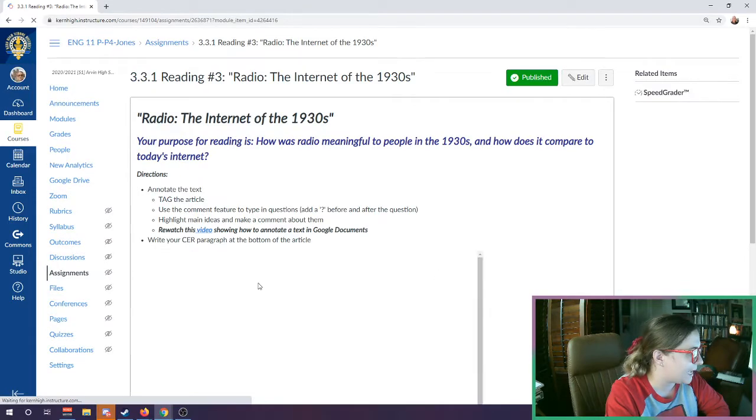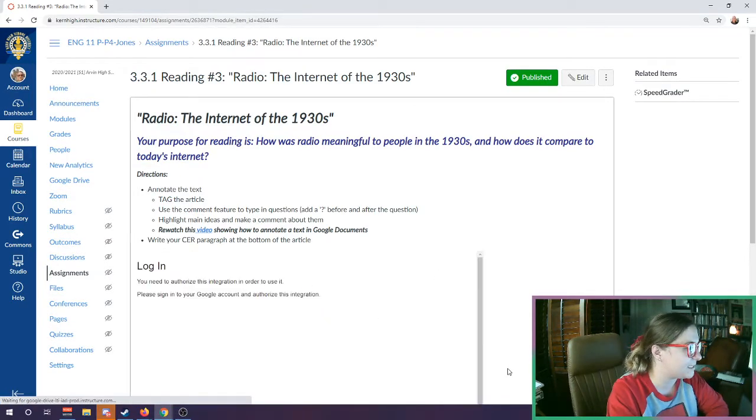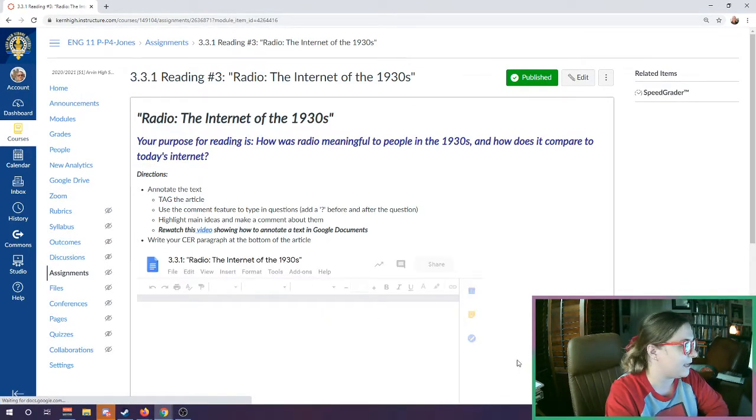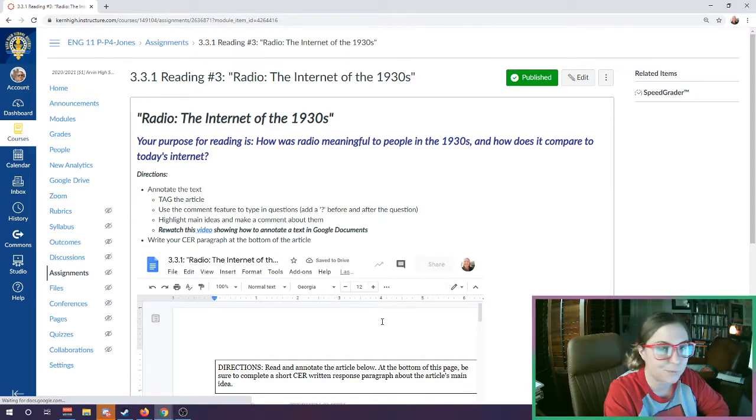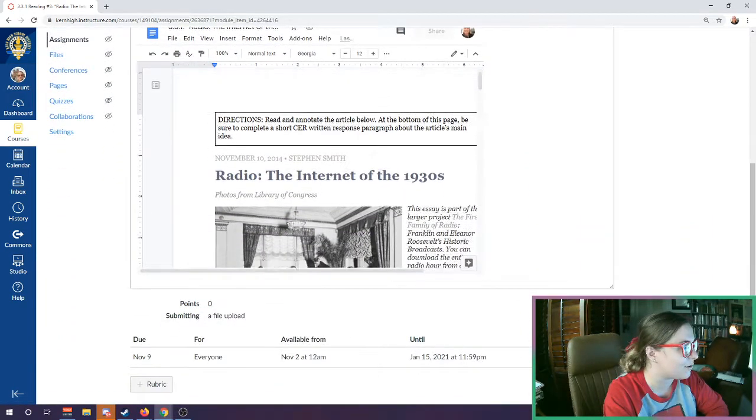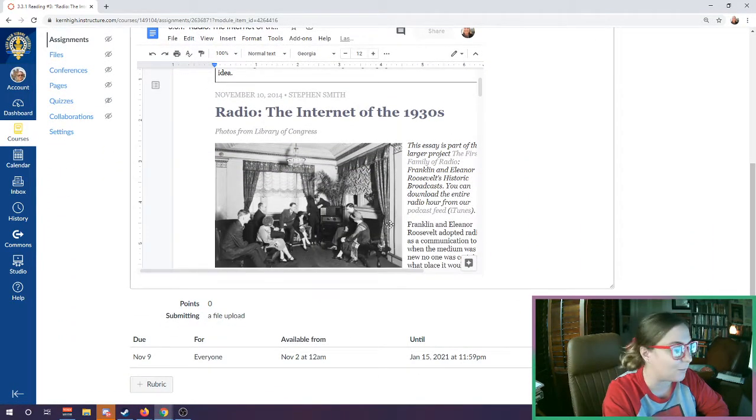If you go to the next page, the first activity that you will work on is actually an article. This article will help you better understand the role of radio back in the 1930s when the War of the Worlds broadcast was originally aired. You'll read this article and annotate along. Remember to highlight important main ideas, leave comments, and ask questions.